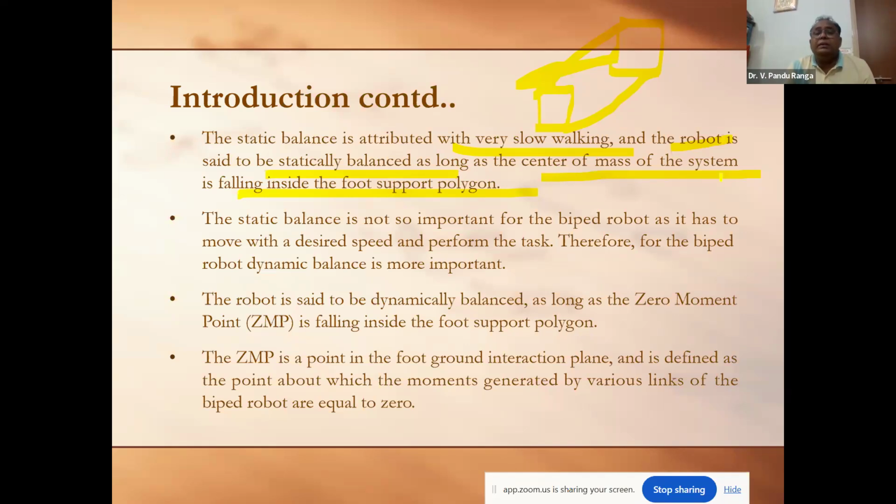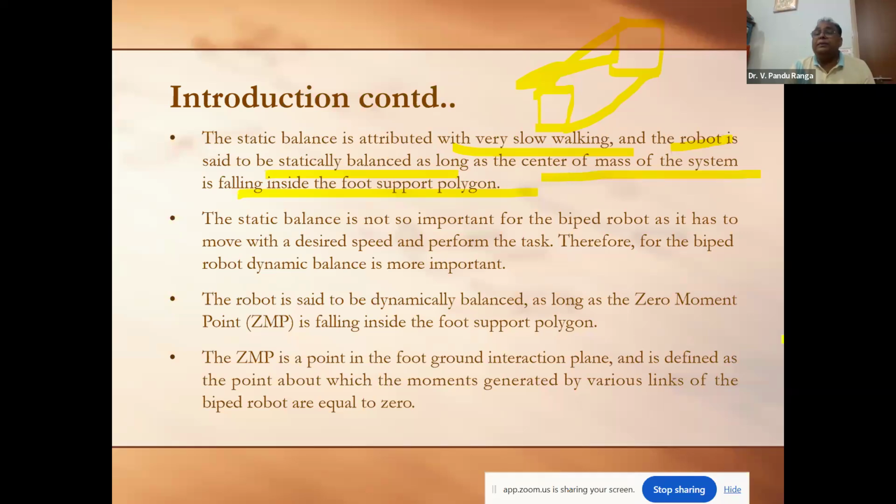As I said, static balance is attributed with very slow walking, but the robot is expected to perform the work at a desired speed in order to perform the task. So therefore, for the biped robot, static balance is not so important. So we have to consider dynamic balance. Why? Because the robot is to execute the task that is assigned to it in a predefined amount of time. So therefore, the dynamic balance is utmost important.